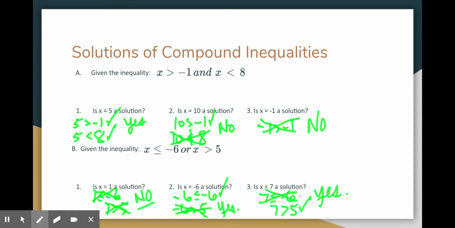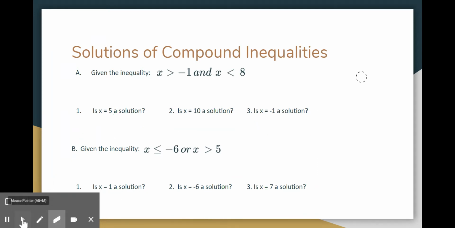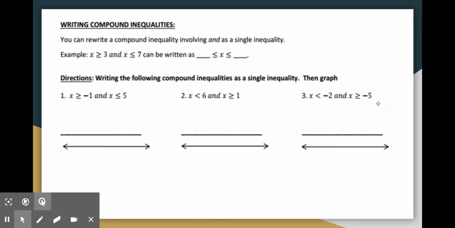It depends on the word that's in between. If the word and is in between, it's got to work in both inequalities for it to be a solution. If the word or is in between, it only has to work in one of them. I don't care which one, as long as it works in one of them, it's a solution. All right, let's see what else we have in store here.